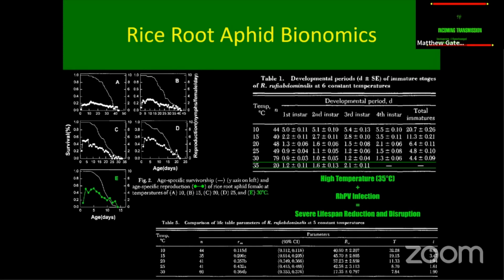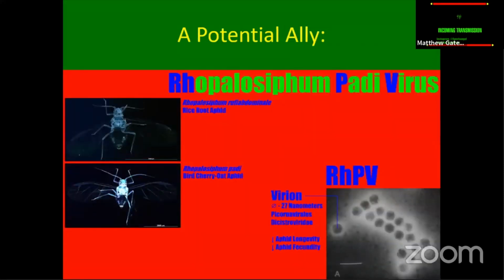But basically, they don't do very well at temperatures greater than or approaching 35 degrees Celsius. And I have here that a high temperature plus a RHPV infection could severely induce lifespan problems. And that's because we might have a potential ally for rice root aphid in the future, which is the Rhopalosiphum padi virus. Rhopalosiphum padi is another aphid species, the bird cherry oat aphid.